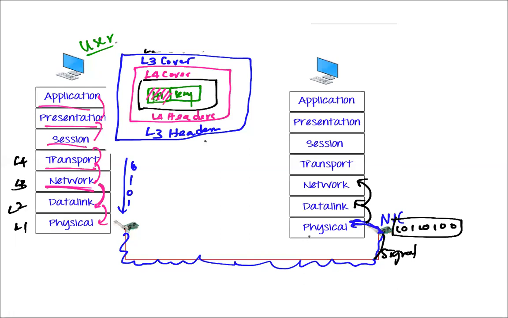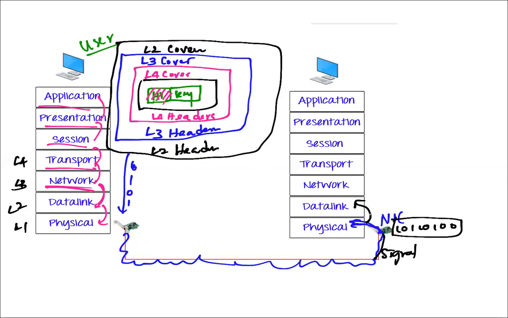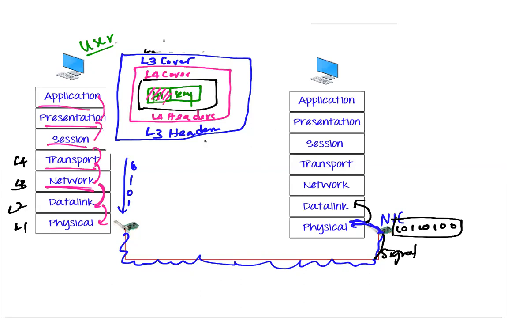Now what will the network layer do? He is layer 3, you know what he does? He'll see the layer 3 cover. Again, just as the data link layer was seeing the layer 2 cover and then removing it, after removing it, he is passing it to whom?